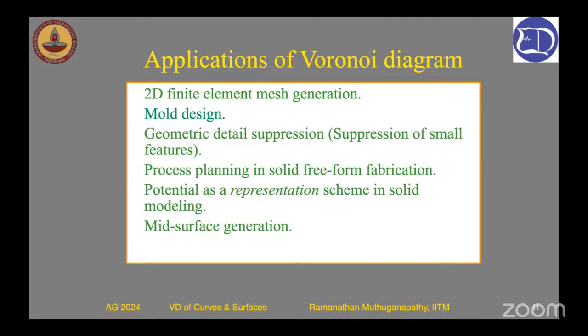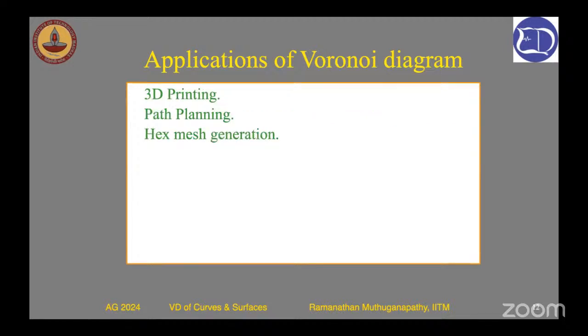There is a lot of focus on finite element mesh generation from the Voronoi diagram. This is another interesting work, where it helps in suppressing some of the geometric features. And of late, we can see works applied to 3D printing and path planning. And of course, recent works have been done on 3D hexahedral mesh generation and so on. There are a lot of applications of Voronoi, so I'm not touching on them in great detail.